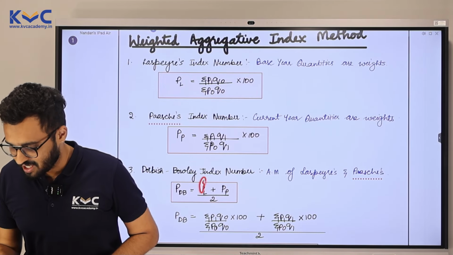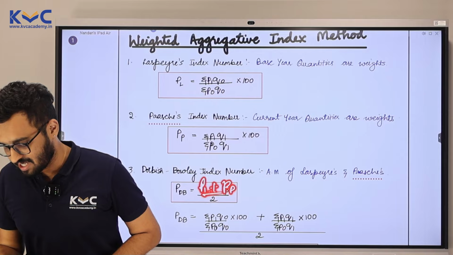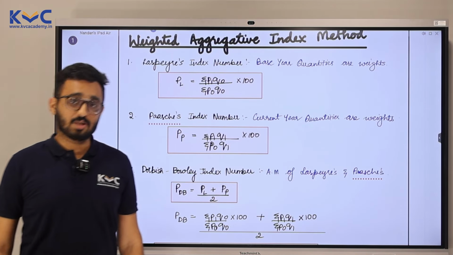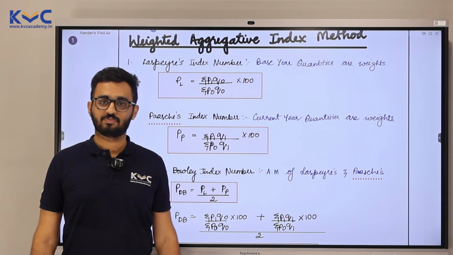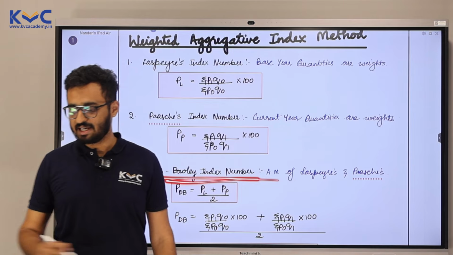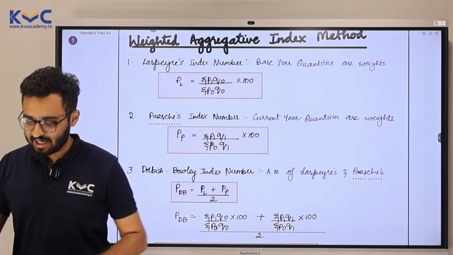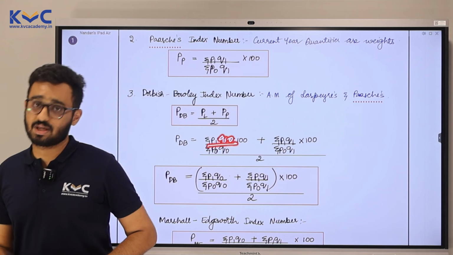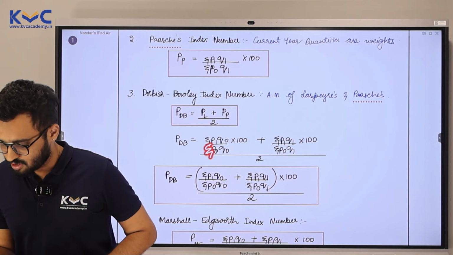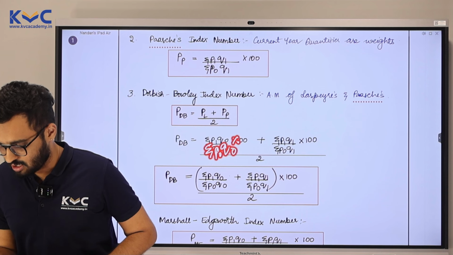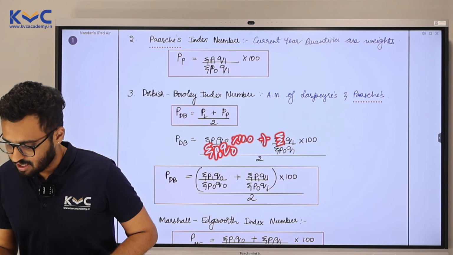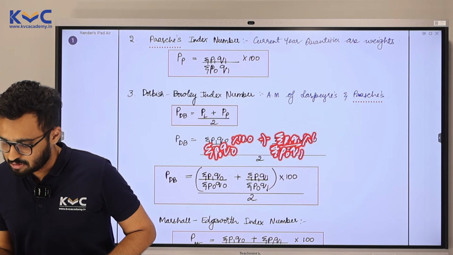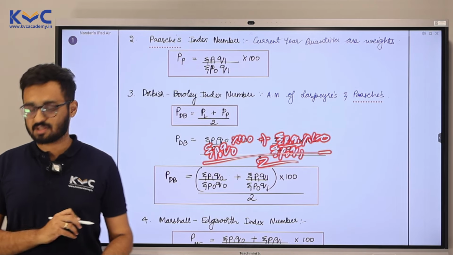Take Laspeyre's price index plus Paasche's price index, divide it by 2, which is what we call the Dorbish-Bowley price index number. Okay, Dorbish-Bowley index number. So when we write this, it will be summation P1 Q0 (Laspeyre's base), right? Summation P1 Q0 divided by summation P0 Q0 into 100 plus summation P1 Q1 divided by summation P0 Q1 into 100. Now the average of this.